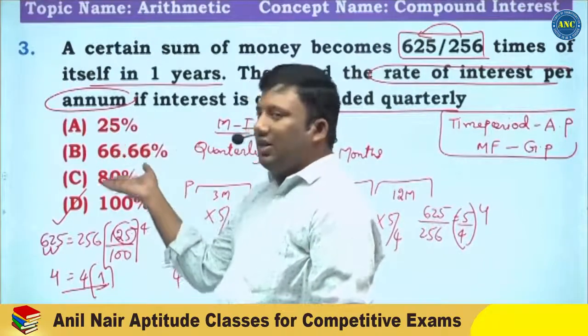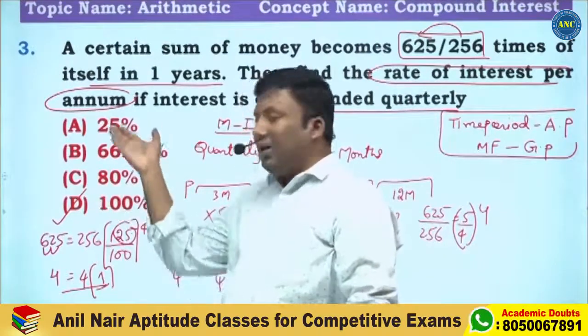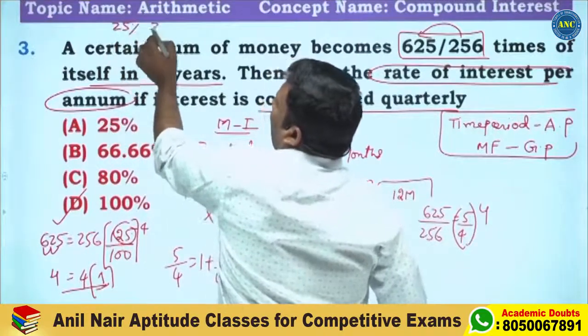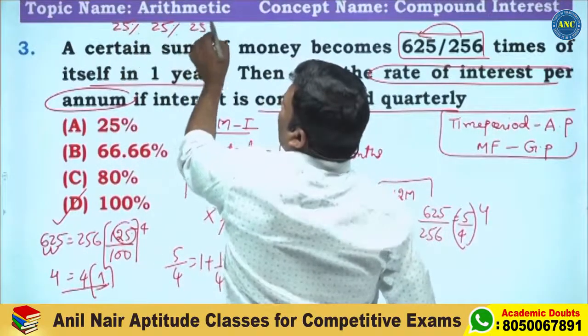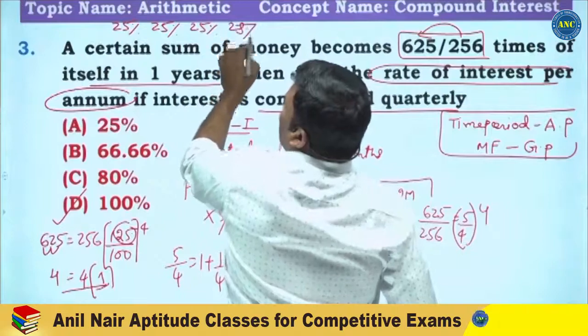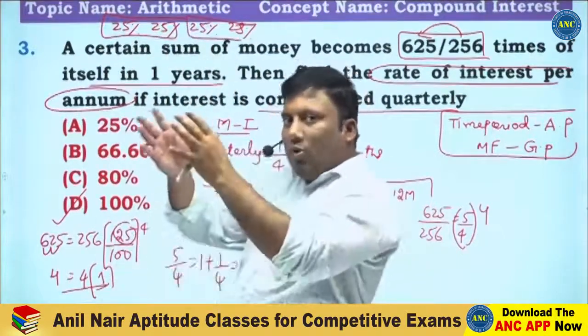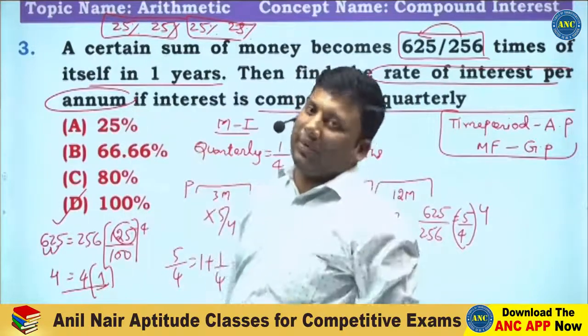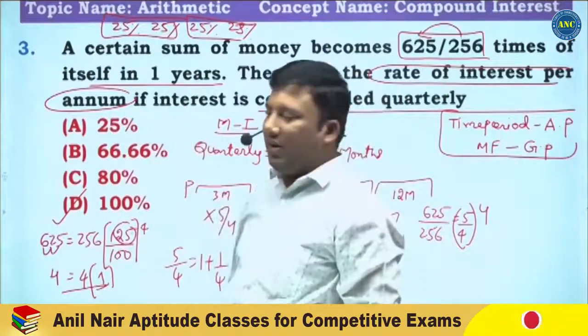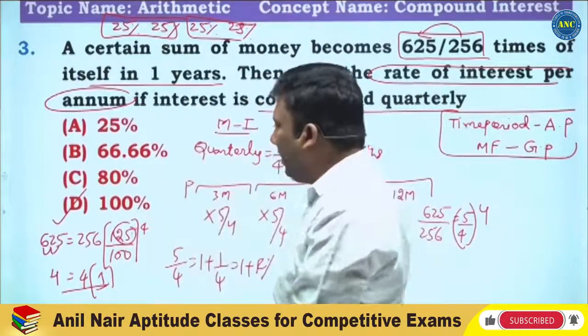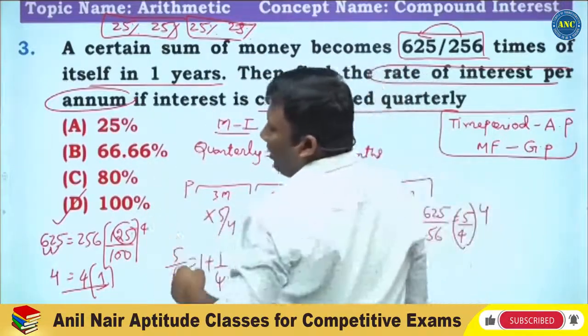So if all these values are 25, 25, 25, 25, taking 4 times, this is greater than 50 percent. Overall it is greater than 100 percent, which satisfies the answer. Overall it is 100 percent. The idea is clear. Y power 4 we got.